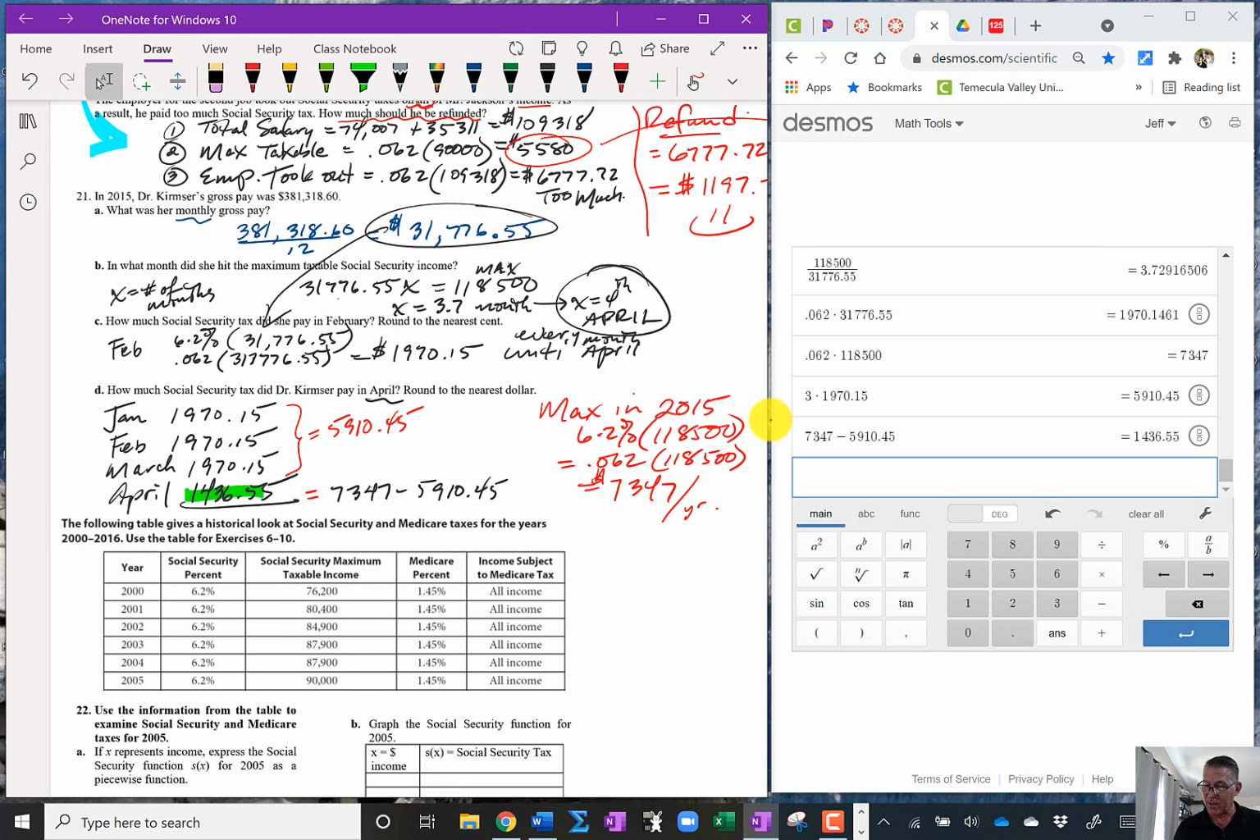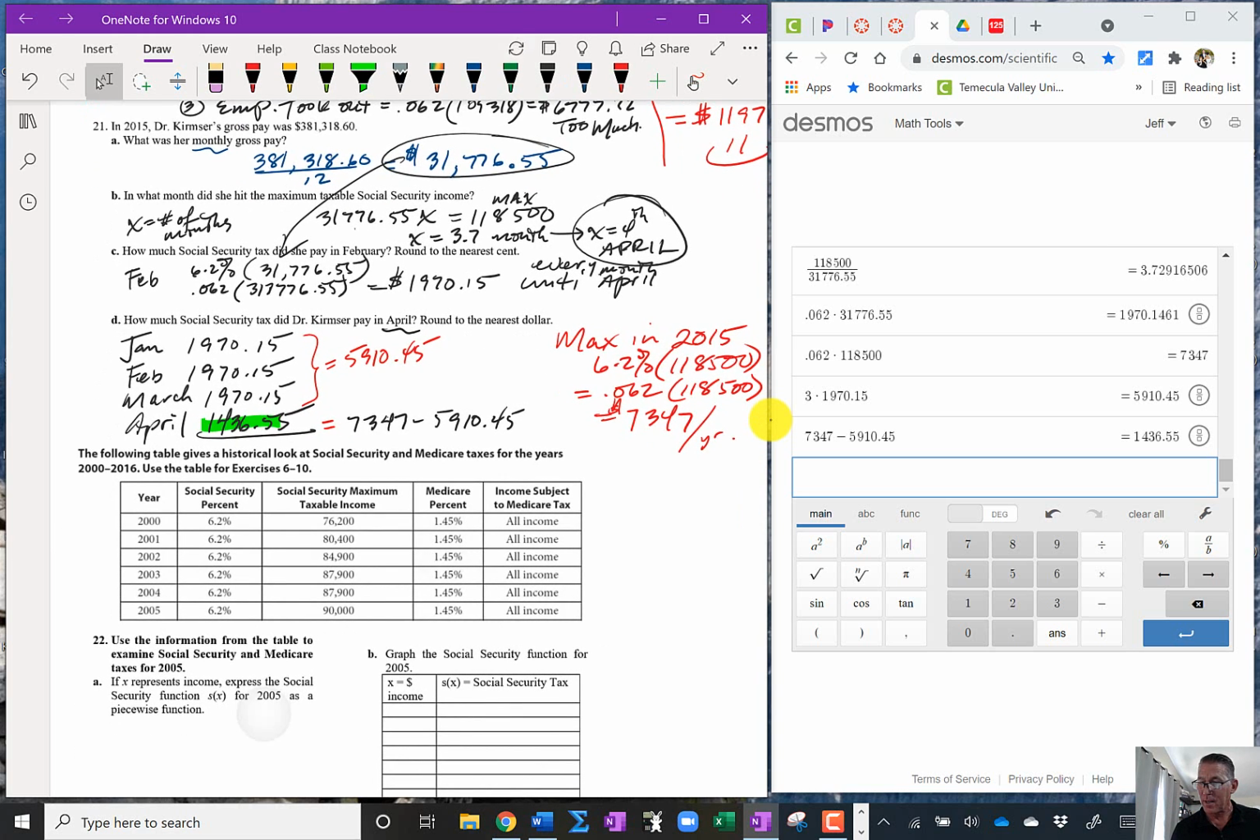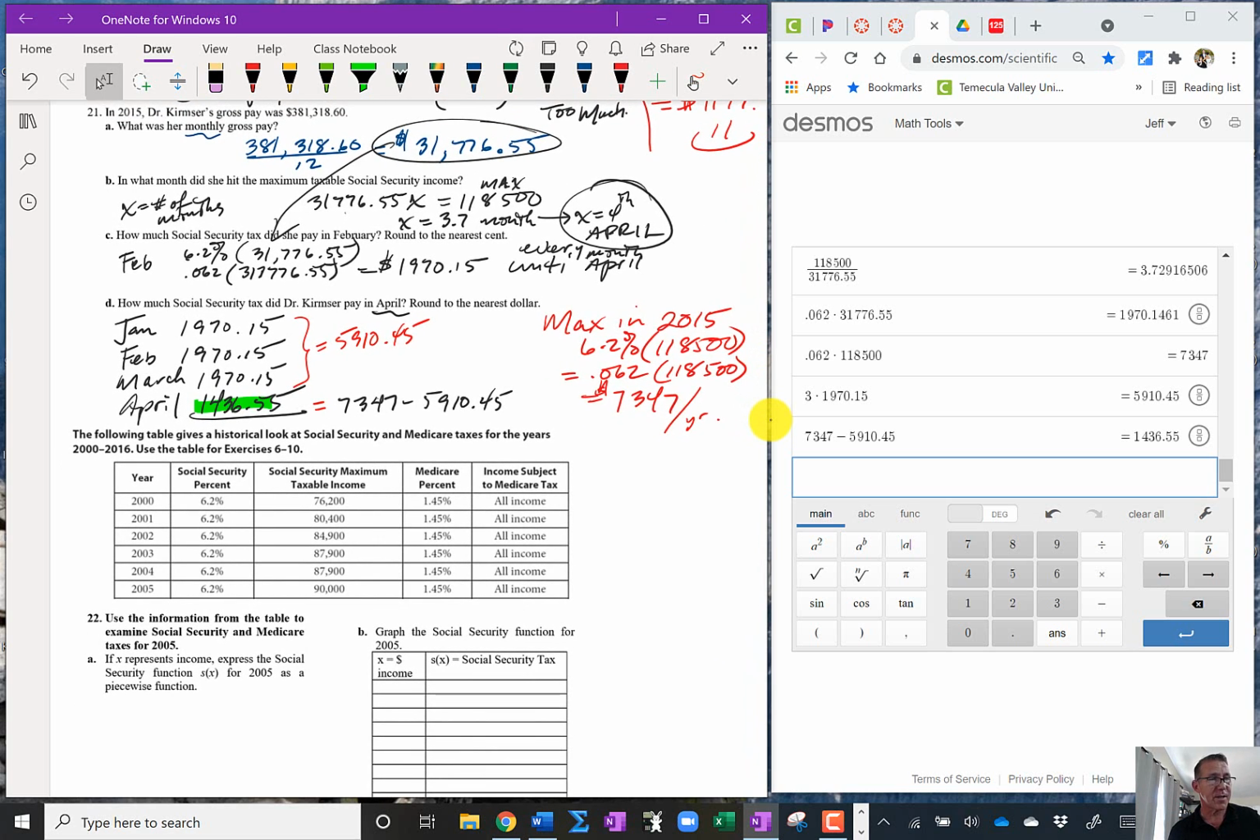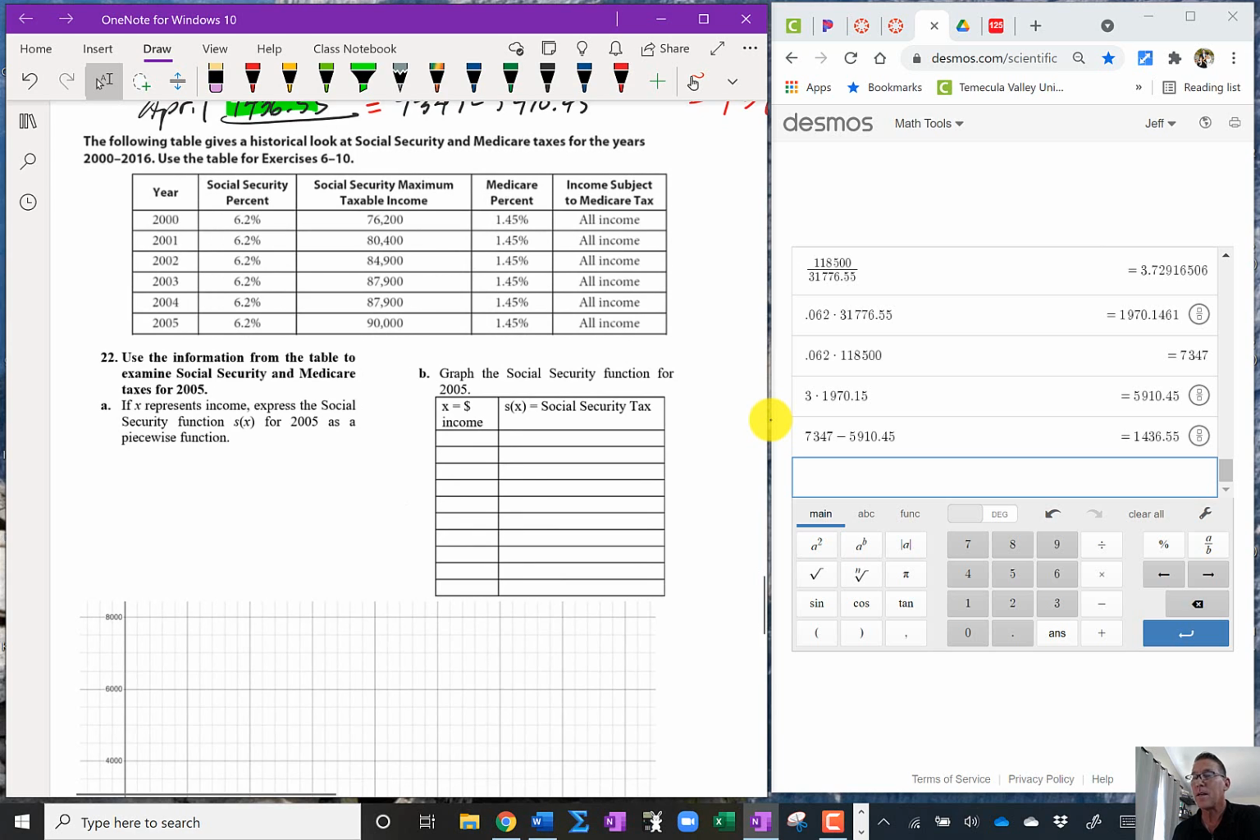It says if X represents income, money, what you bring in, your earnings, express the Social Security function, just Social Security, not combined, for 2005. And that's why I use S of X instead of T of X, because they want S of X, S standing for Social Security. So we're not going to combine them this time. Okay, so here we go.